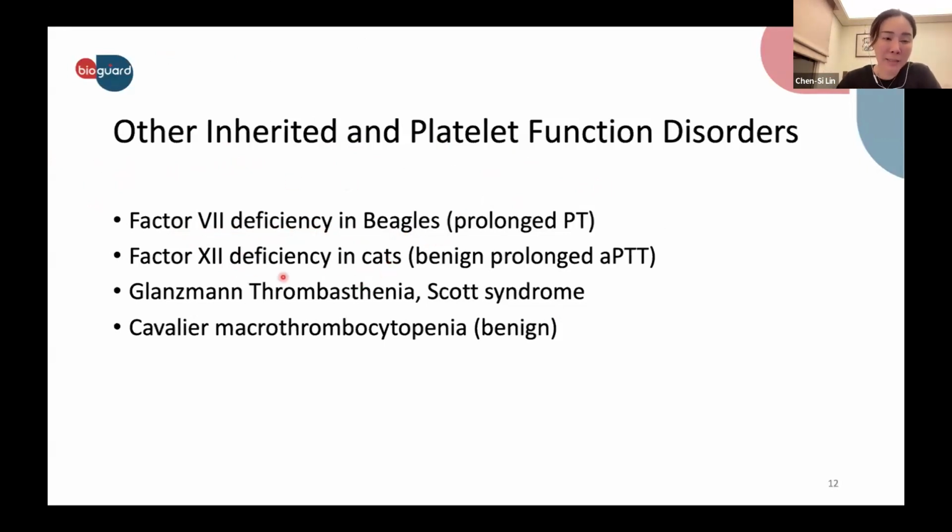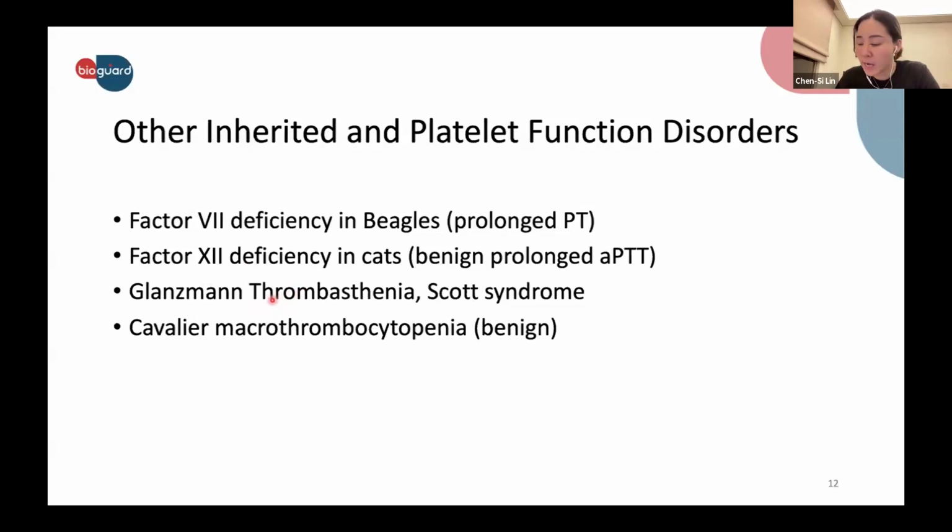Also, in some cats there is factor 12 deficiency. This is an inherited disease, but with a benign prolonged aPTT. We can also find Glanzmann thrombasthenia. This disease is found in Otterhounds as well as in Great Pyrenees.